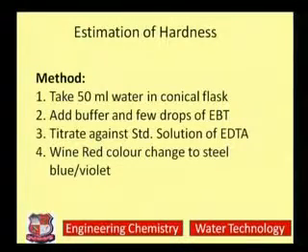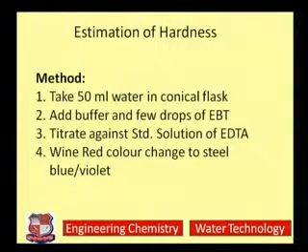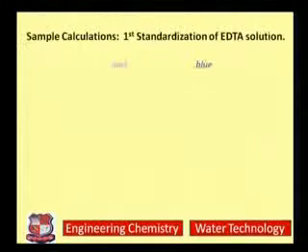From the burette we pour drop by drop a standard solution of EDTA. Standard means the solution of EDTA whose concentration is known to us, and the wine red color changes to sky blue color, that is your end point. At that point we need to measure the amount of EDTA used in the whole titration. The calculations are shown over here.